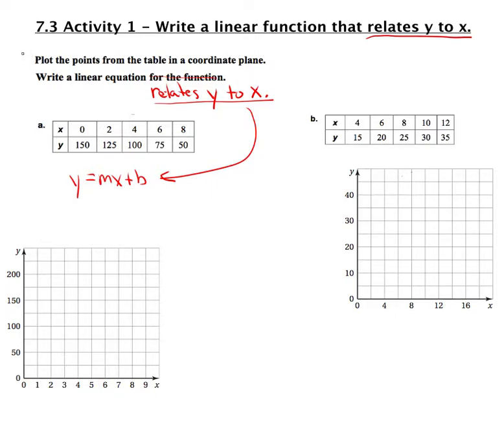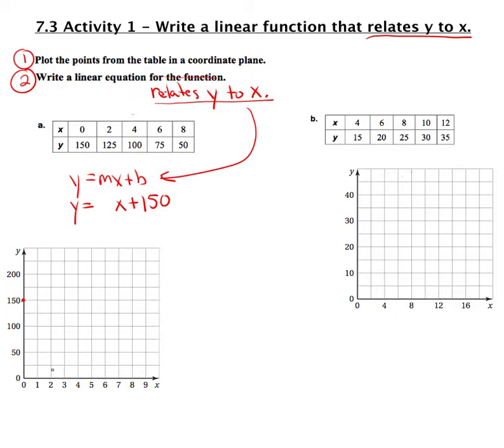So our first step is to plot the points, and our second step is to write that equation that relates y to x, which is y equals mx plus b. And when we plot our y-intercept here, it is 150. Hey, that's what I need for my b. So I'll put that in right now because I found my y-intercept. Bring down my y, bring down my equals, bring down my x. So now I just need to have my slope, but I still do have to plot my points.